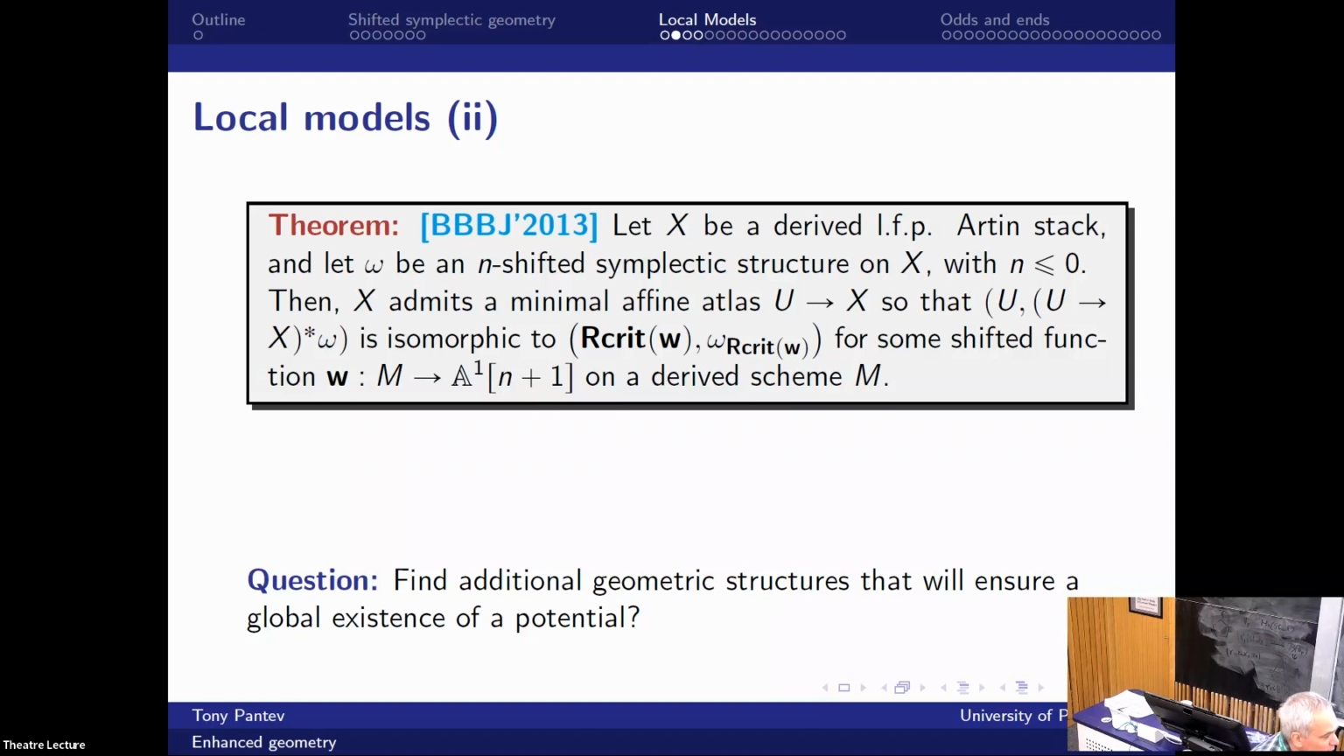Atlas in a smooth topology? It's atlas in the smooth topology. I mean, it has to be in the smooth topology because of, as I said, minimal, it means it has the minimal possible dimension because you have cohomology, the tangent complex that gives you the stackiness and you cannot avoid it.